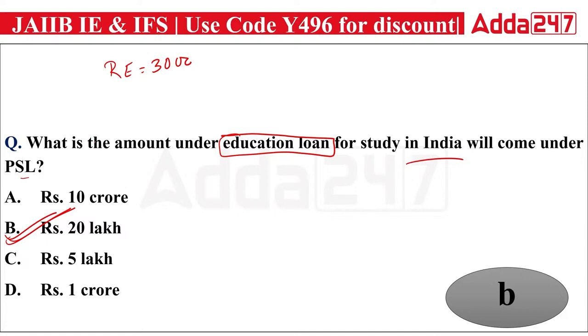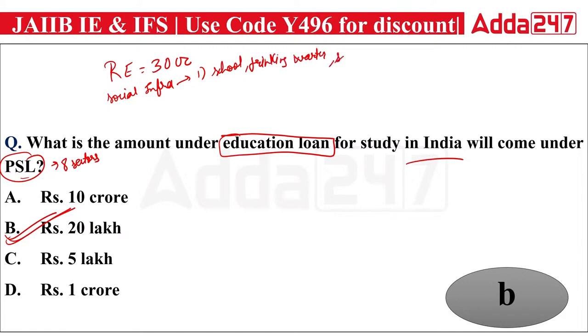First of all, do remember PSL has 8 sectors. How many sectors are there? 8 sectors. And all the banks' targets, I guess you know: renewable energy is 30 crores, education is 20 lakhs. If you talk about social infrastructure, for the purpose of schools, drinking water, and sanitation in the school, the amount given will be 5 crores.